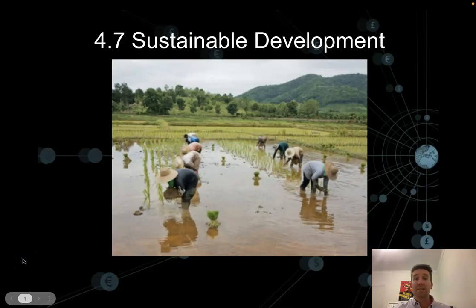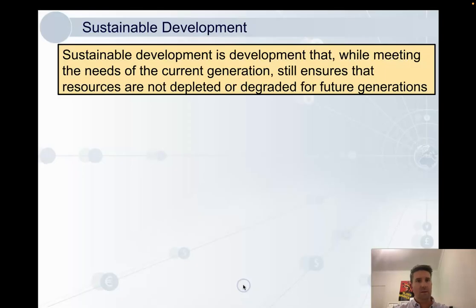Hey everyone, this is a video on section 4.7, Sustainable Development. So what is sustainable development? It is development, so improving the lives of everyone in a country, that occurs while still meeting the needs of the current generation, but ensuring that resources are not depleted or degraded for future generations.